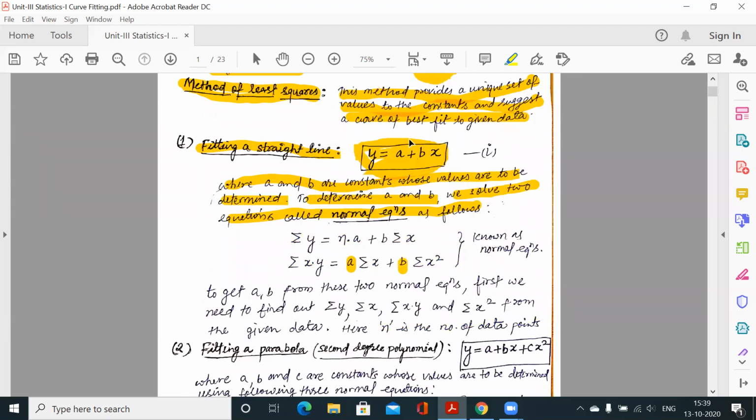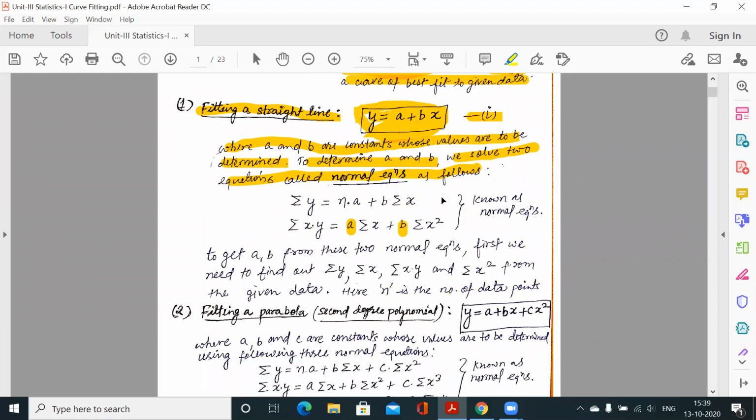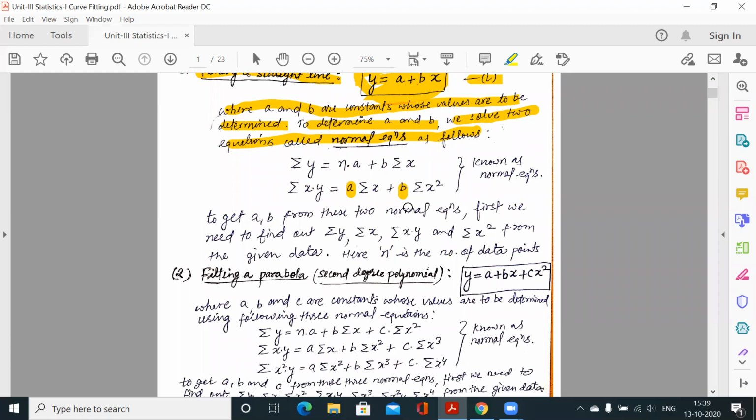Now we will substitute a and b values here in this equation, and we will get our answer. So this is the process, and a very simple question will be asked. To get a and b from these two normal equations, first we need to find summation y, summation x, summation xy, and summation x square from the given data.